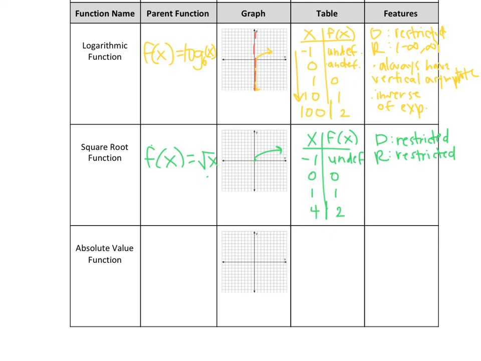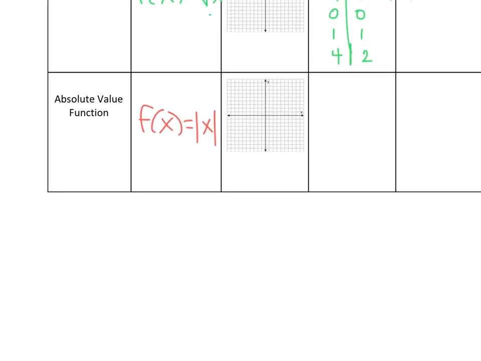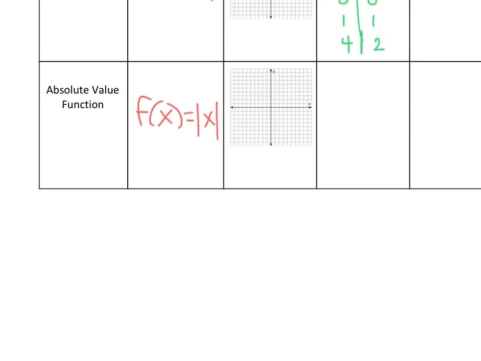The last one that I want to talk about is an absolute value function. The parent function is f of x equals the absolute value of x. And recall that absolute value just means the distance from 0. So, for example, the absolute value of 2 is 2. The absolute value of -2 is 2, because both of these are 2 away from 0. They're just in different directions.